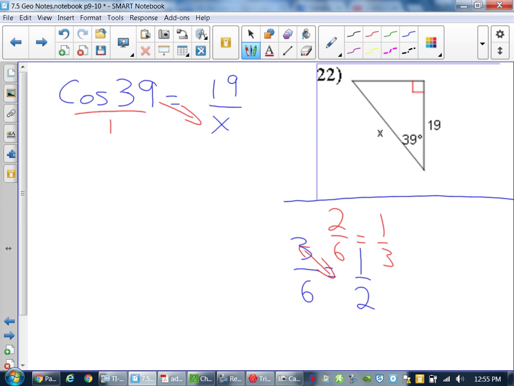So here's what you can do. All we're going to do is exchange-o, change-o. X is 19 divided by the cosine of 39. That's all you do. You exchange-o, change-o. That's it. It sounds stupid, but it works.